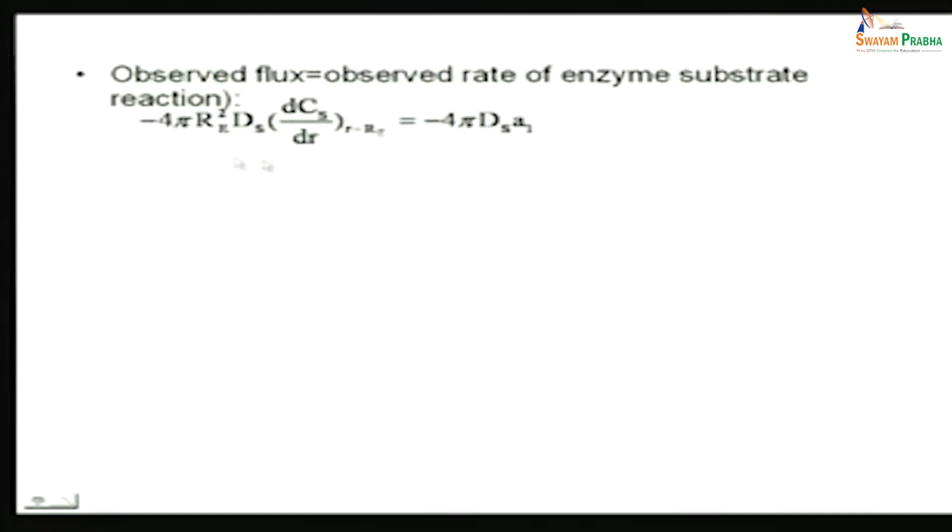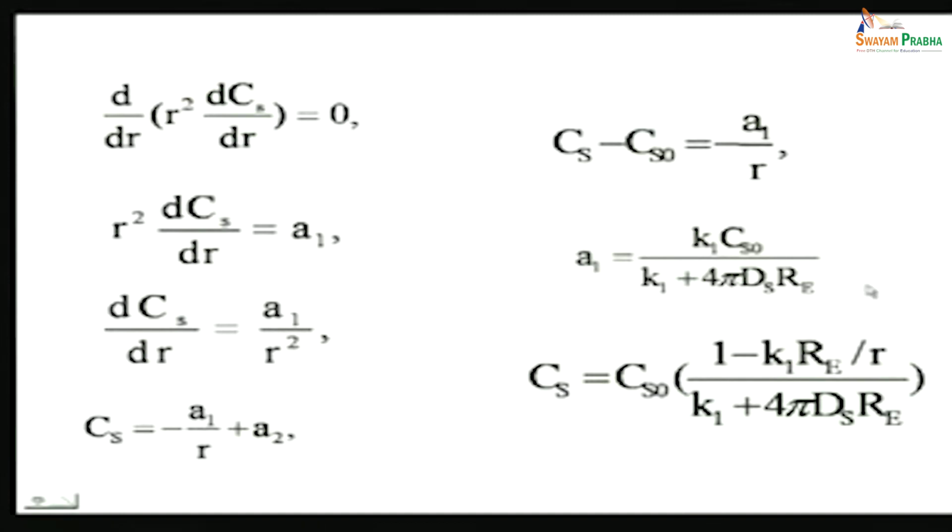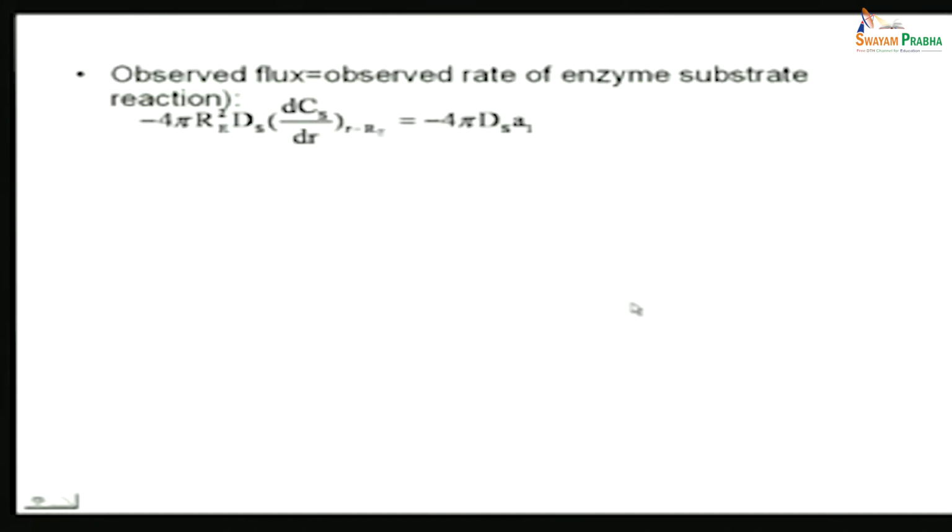So, this is my observed rate of flux, which is minus 4 Re square times Ds del Cs del r, or dCs dr at r equals Re. Fine. Is it clear with everybody? Because you calculated that r times dCs dr, just now we calculated r times dCs dr equals A1. So, you can put that constant from there, and A1 we got as here. Just now we got that r times dCs dr equals A1 over r, sorry, and so you can put that over here.